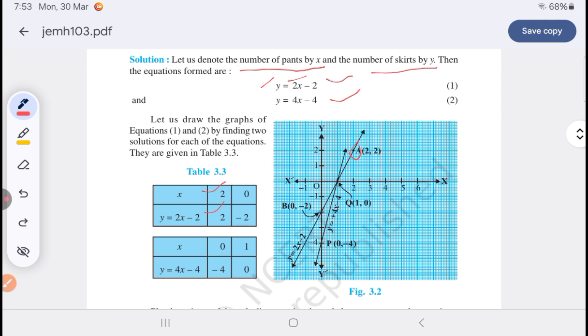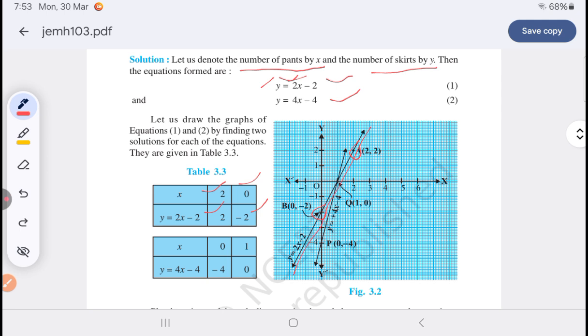Then put x value 0 in this equation. So you'll get minus 2 as the y value. So let us plot that also. So 0 comma minus 2, this point, and draw the line.